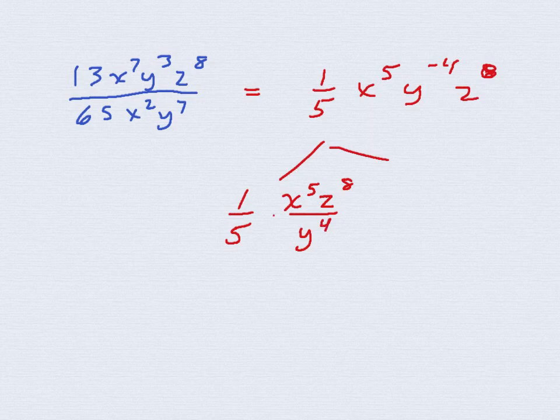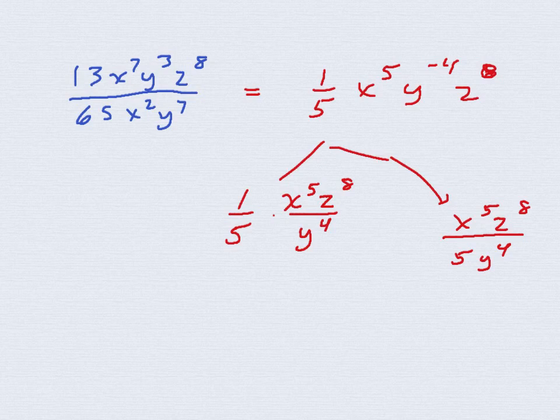The preferable way to do it would be to notice that you have a 1 for your coefficient. You don't have to write it, so you would write x to the 5th, z to the 8th, over, you have a 5, and y to the 4th in the bottom. But no, there's really a 1 up there. That 1/5 is your coefficient. You can put the 1 there if you like, but it doesn't have to be there. And then notice there are no negative exponents.